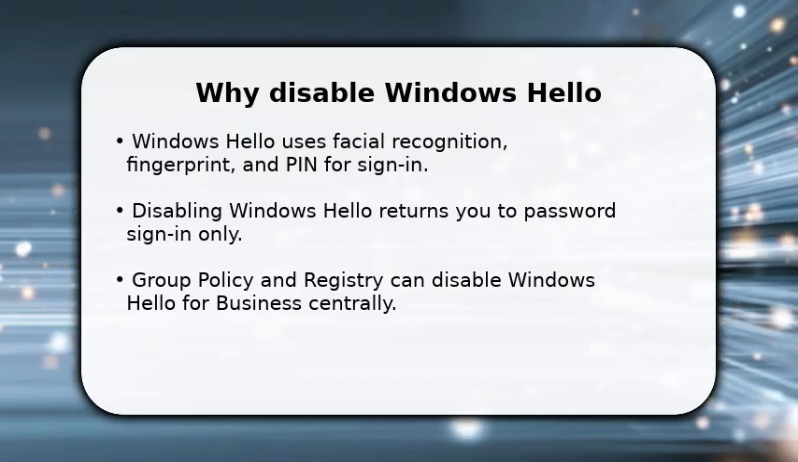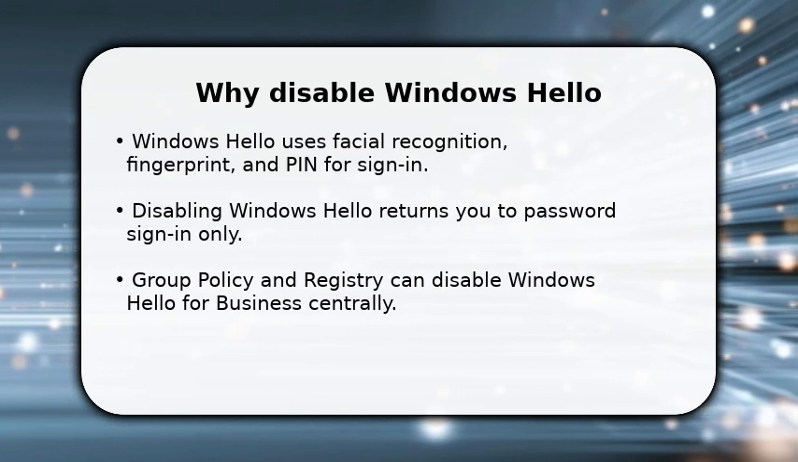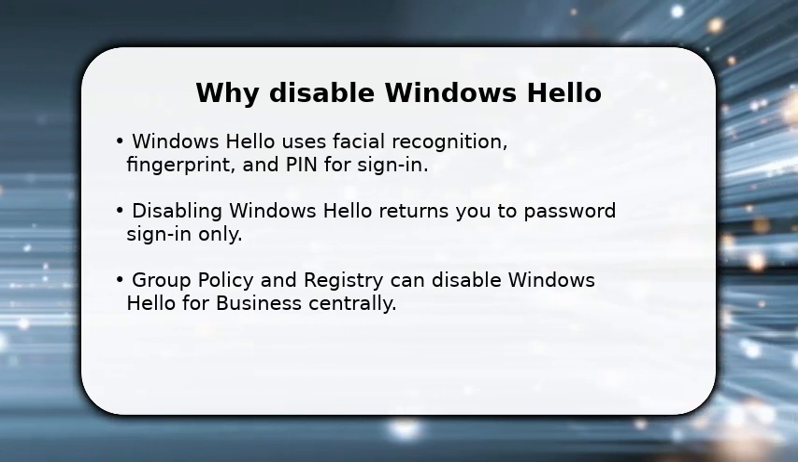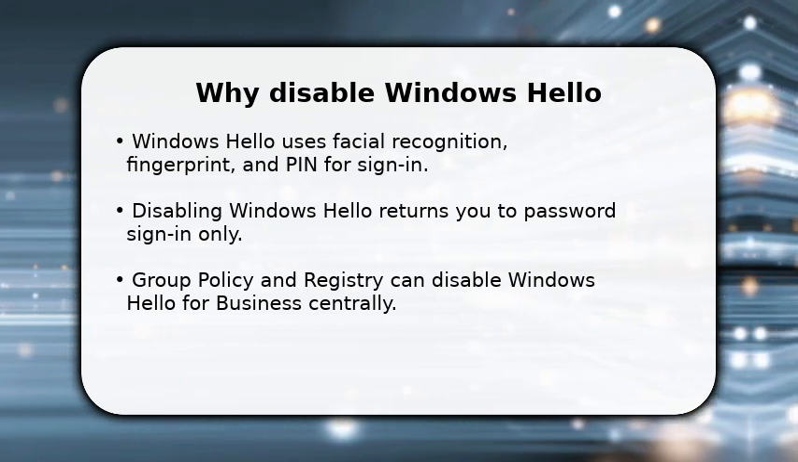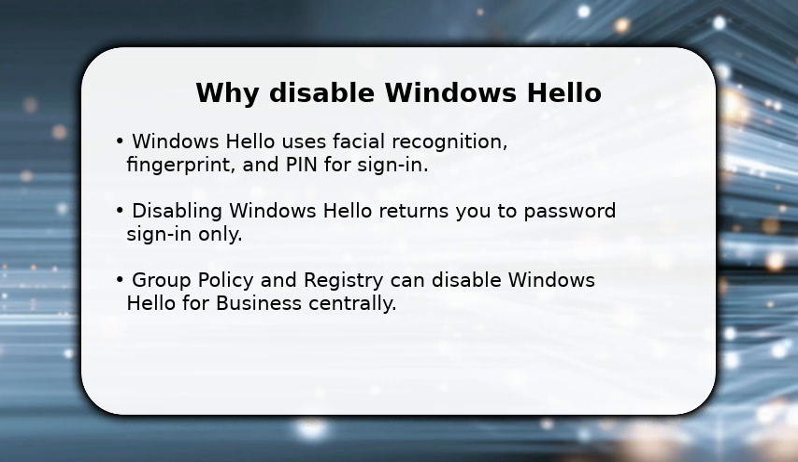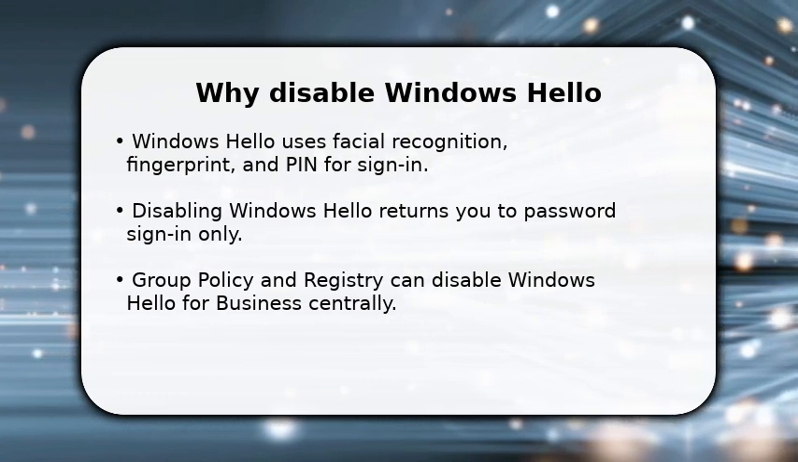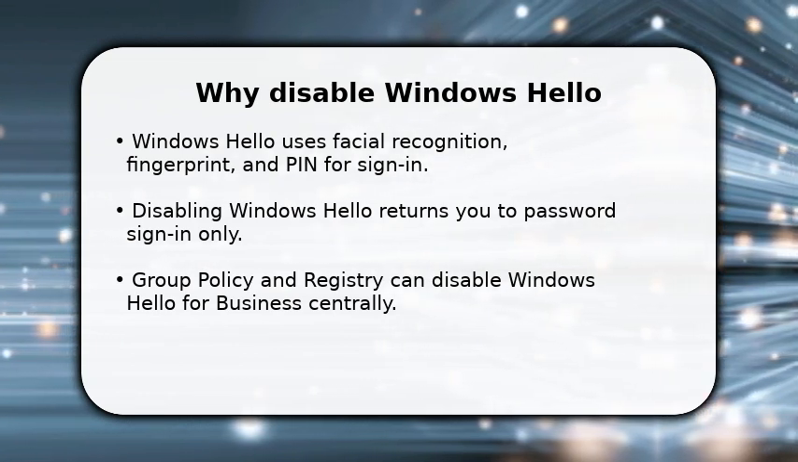Windows Hello uses facial recognition, fingerprint, and a PIN for sign-in on Windows 11. You might disable it to meet corporate policy or simplify credentials. Disabling returns the device to password sign-in only and prevents biometric prompts at the lock screen.